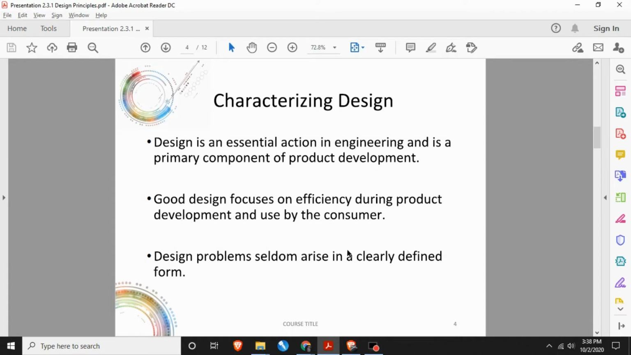Design problems seldom arise in clearly defined form. I gave you the initial problem. We're designing a car, but figuring out what all is going to go into that car design takes a lot of research, kind of like what we did with the backpacks. I mean, what we did with the backpacks was nothing when it comes to the level of research if you're talking about major interstate or even international product development. And there's determining what these factors are.